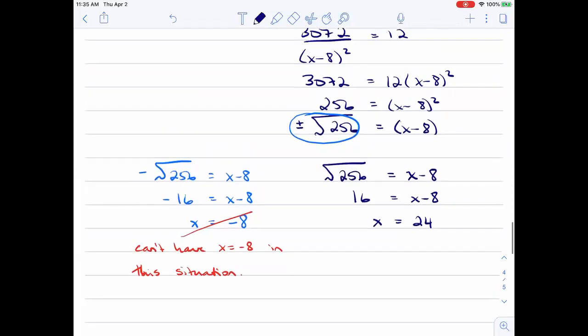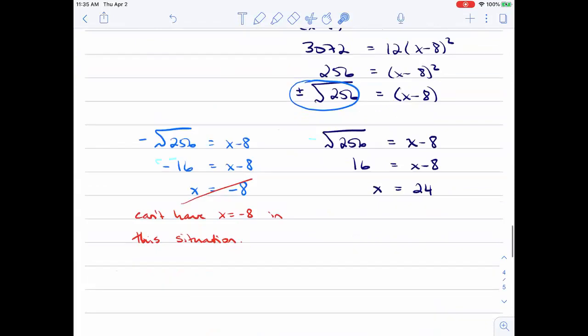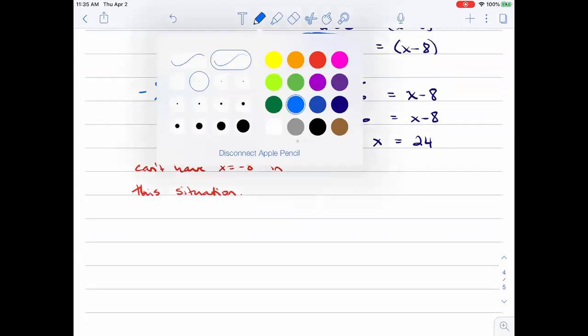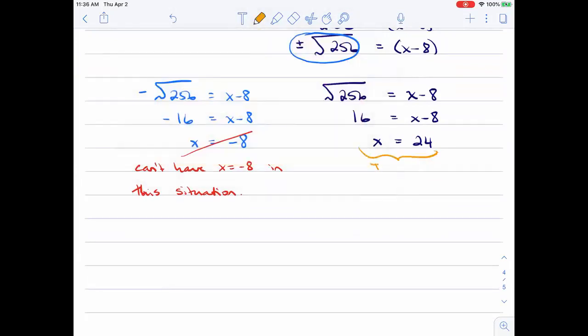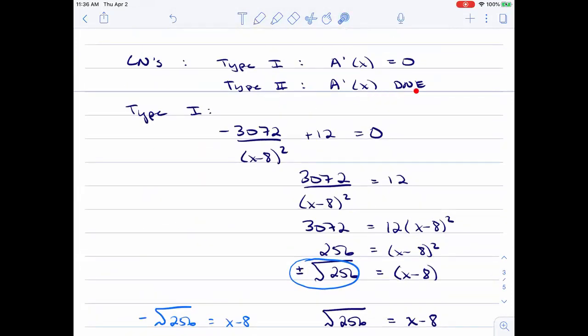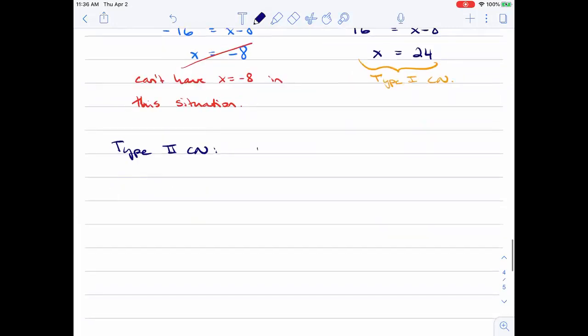So here, we only have one type 1 critical number. Maybe I'll use a different color. This is our type 1 critical number. The type 2 critical number is quite a bit easier. That's where the derivative does not exist. In this case, we can easily see that that's when x is 8. So the type 2 critical number is at x equals 8.